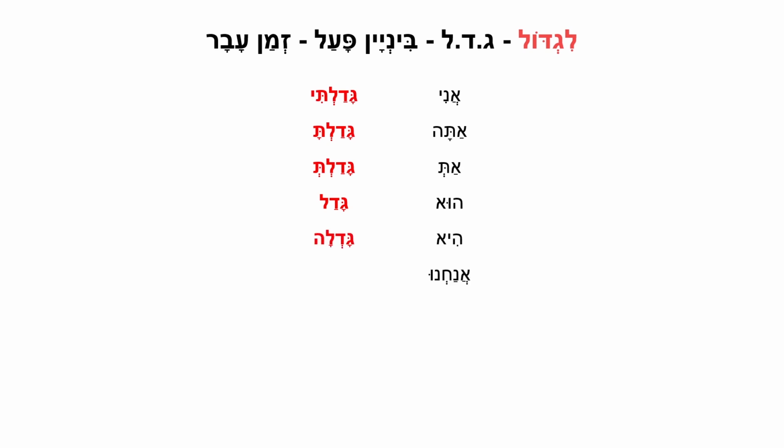לגדול, to grow up. The root letters are ג' ד' למד. הוא גדל, אני גדלתי, אתה גדלת, את גדלת, הוא גדל, היא גדלה, אנחנו גדלנו, אתם גדלתם, אתן גדלתן, הם גדלו, הן גדלו.